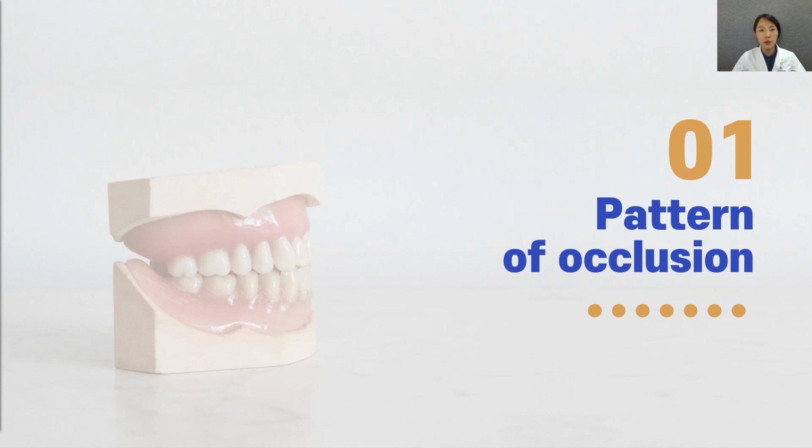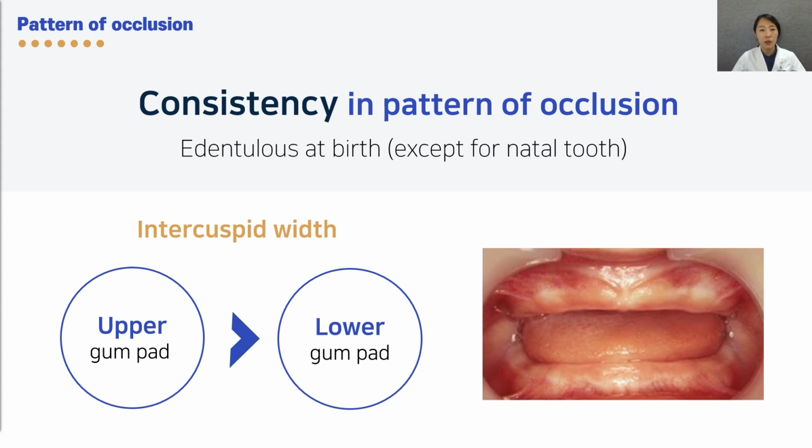First, let's look at the pattern of occlusion. The pattern of occlusion is consistent in most cases. As you all know, there are no teeth clinically at birth except for natal tooth. And intercuspid width of upper gum pad is typically wider than the lower pad.